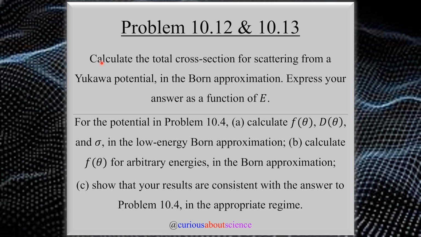In 12, which is just a continuation of 11 from the last video, we now wish to calculate the total cross-section for scattering from a Yukawa potential in the Born approximation, and then express your answer as a function of E. Then in 13, for the potential in problem 10.4, which was the delta potential, again shifted, calculate the scattering amplitudes, differential cross-section, and the total cross-section in the low energy Born approximation.